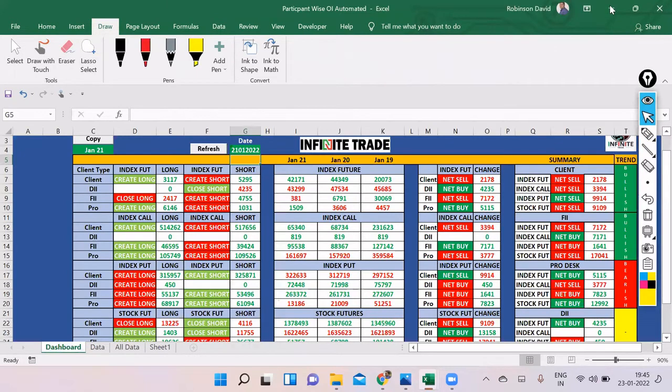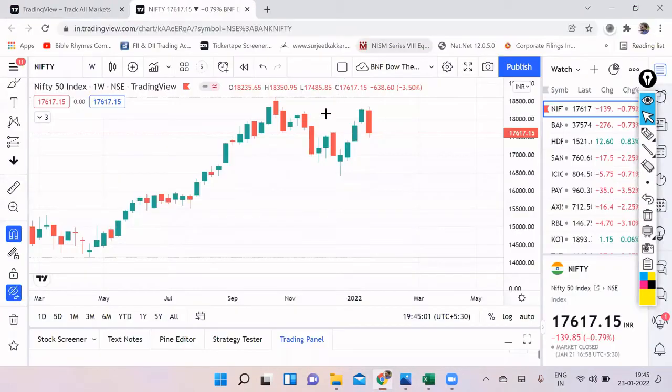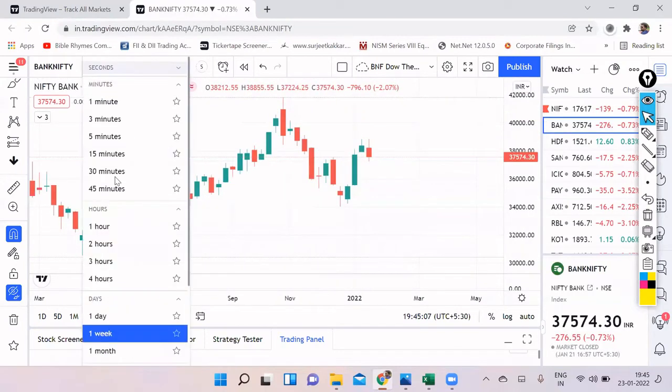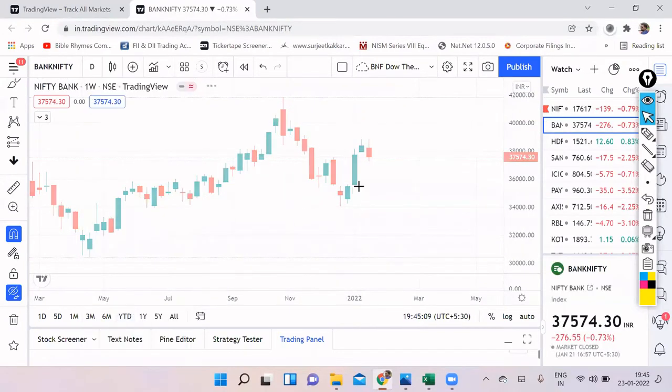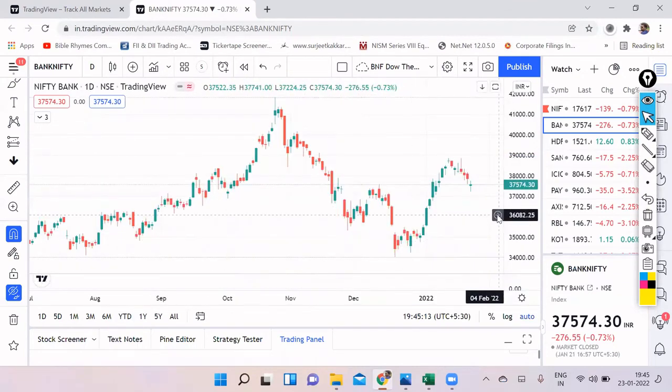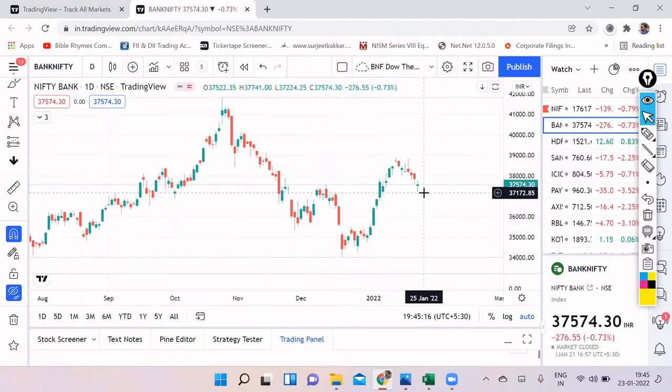Now we'll move on to our charts on a smaller time frame to understand what our strategy should be for tomorrow. First I'm changing it to a daily candle. On the daily time frame, Nifty and Bank Nifty both have put a doji kind of candle, an indecision candle. I've always told you that people wait for the breakout of the indecision candle.